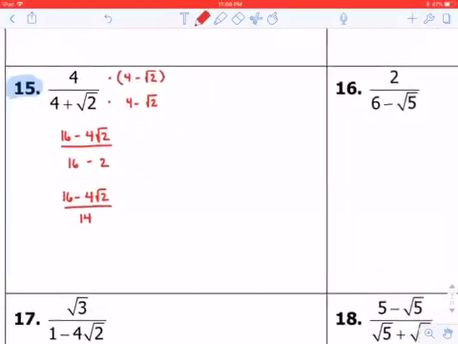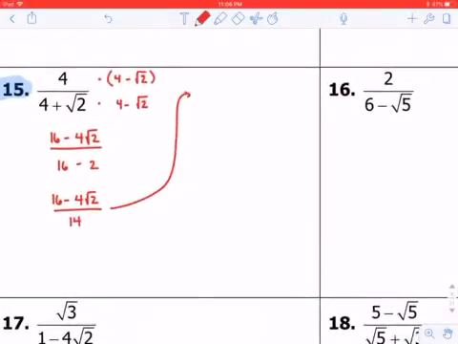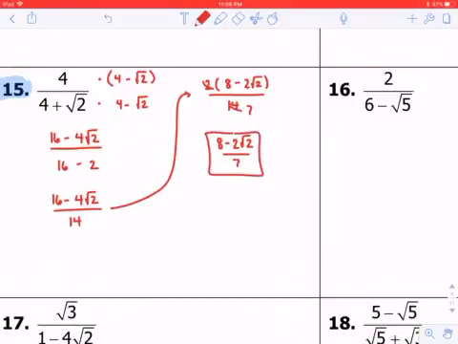But again, you can write this a couple different ways. One way you can do it is this. You can pull out a 2 out of the numerator. That would be 8 minus 2 radical 2 over 14. And the 2 and the 14 cancel. So you get 8 minus 2 radical 2 over 7. So that's one way of doing it.